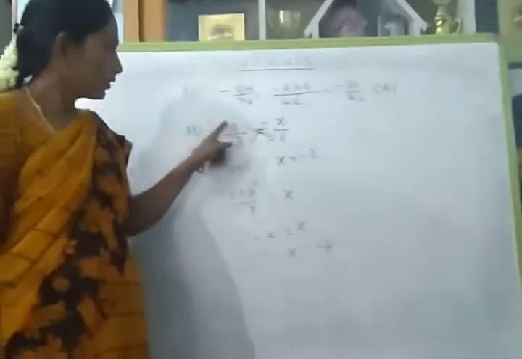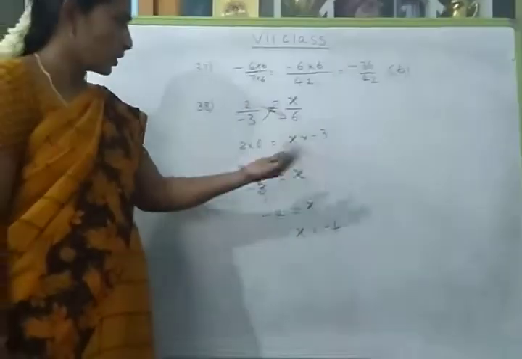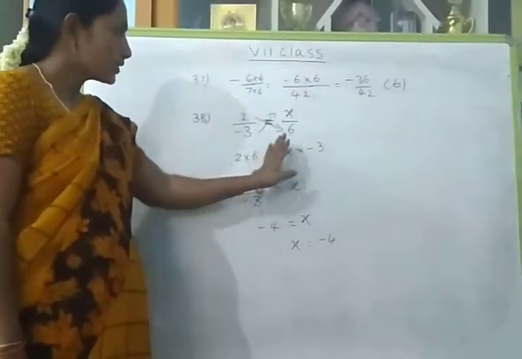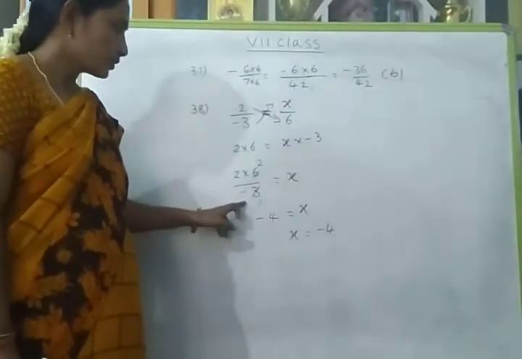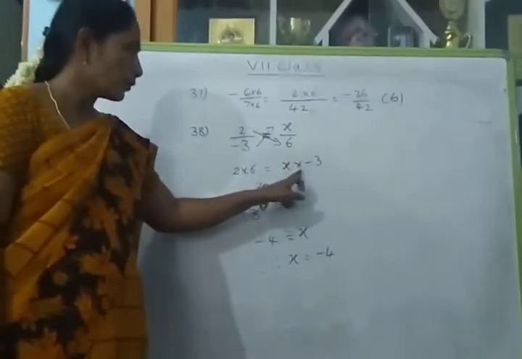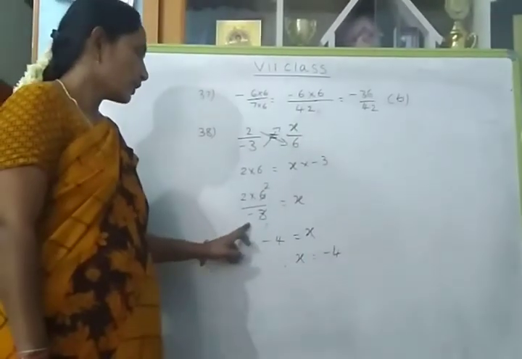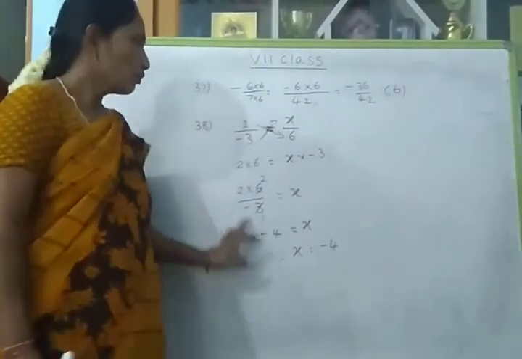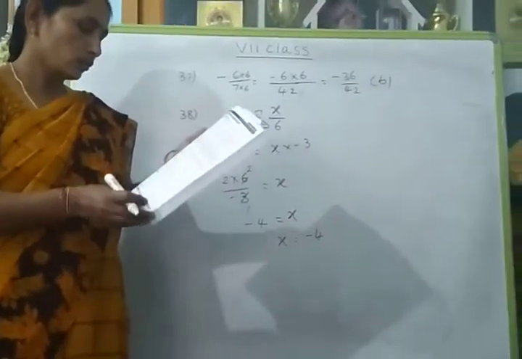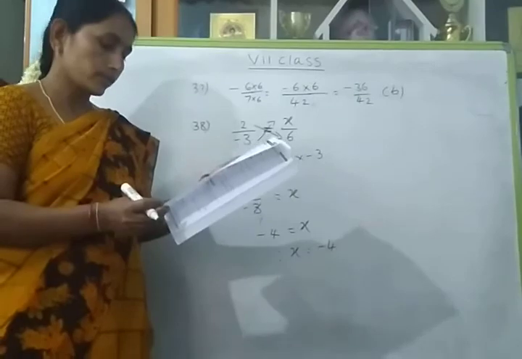You have to cross multiply here. 2 6s are 12. 3 into x is 3x, x into minus 3, both are the same. Here we need the x value, so the remaining letters are not needed. If you transpose, minus 3 is multiplying with x, so whether you transpose to the left side or right side, it will become division. So 3 ones are 3, 3 twos are 6, 2 twos are 4, so the x value is minus 4. Like this we have to simplify. So we will discuss the next problems in the next class.